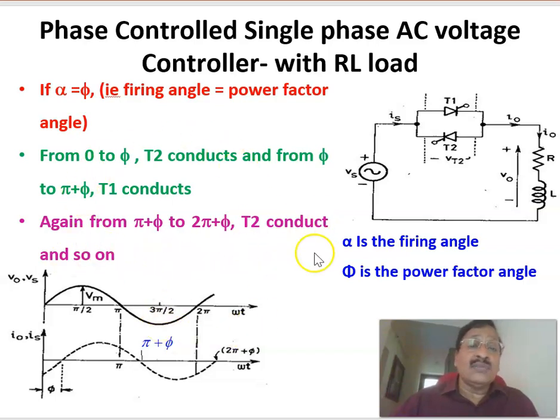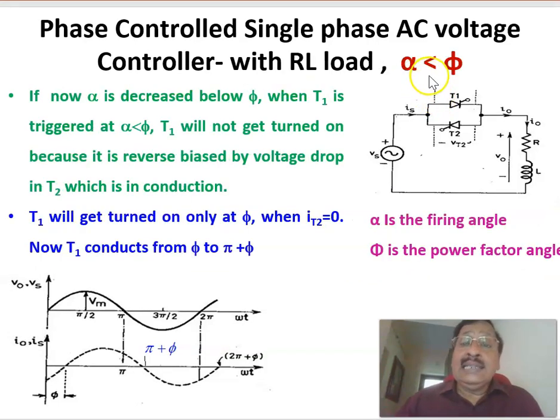Therefore, this is the process by which the devices that are conducting are decided by the power factor angle and the firing angle. If you are selecting the firing angle the same as the power factor angle, these are the devices which will be conducting depending upon the polarity of the current. If current polarity is negative, T2 will be conducting. If the current polarity is positive, T1 will be conducting.